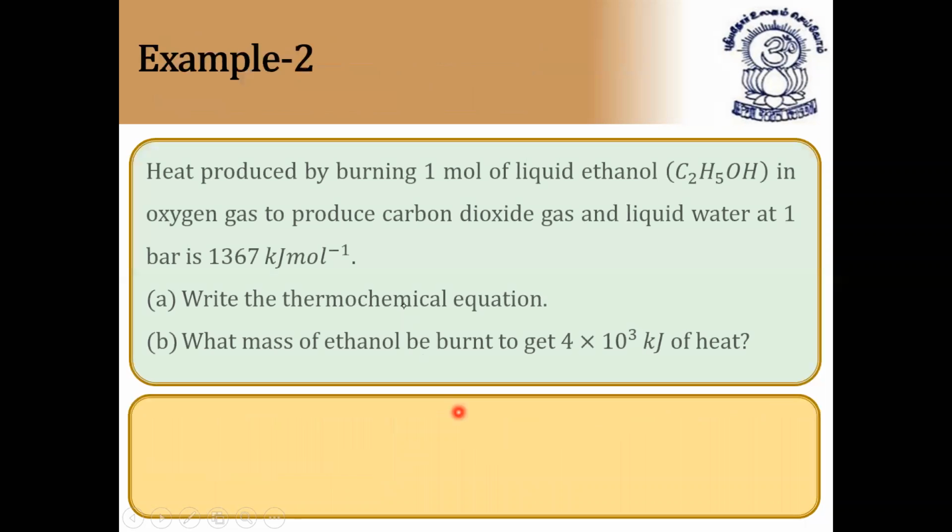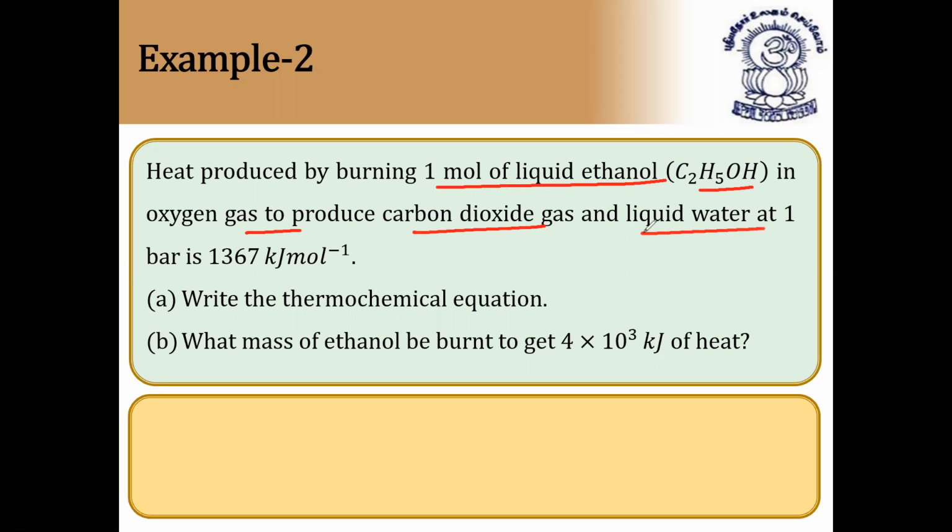Next. Heat produced by burning 1 mole of liquid ethanol, C2H5OH, in oxygen gas to produce carbon dioxide gas and liquid water at 1 bar is 1367 kilojoules per mole. Write the thermochemical equation. It is simple: ethyl alcohol, ethanol, plus oxygen gas gives rise to carbon dioxide plus water. Any organic compound when burned in oxygen forms carbon dioxide and water.